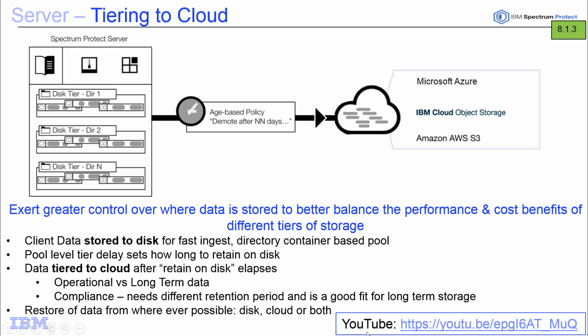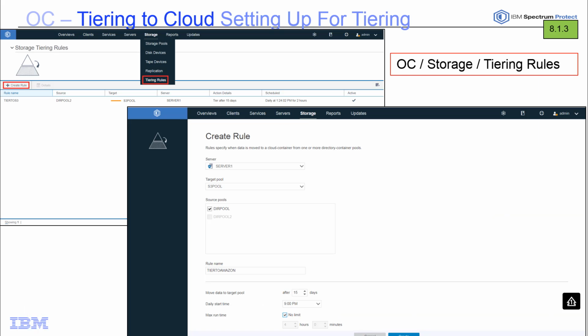I do have a YouTube video out there that shows a demonstration of setting this up, so do take a look at that. Inside of the Operations Center, you're simply going to go into Storage and then into the new Tiering Rules section. There, if you click on the plus Create Rules, it'll bring up this wizard. You're going to be prompted for which Spectrum Protect server you're creating the rule for, and that's if you have multiple Spectrum Protect servers in your environment. Then what your target pool in the cloud is, and it'll automatically bring up possible cloud pools that are already defined. And then the source pool for any of the directory containers that exist out in your Spectrum Protect server.